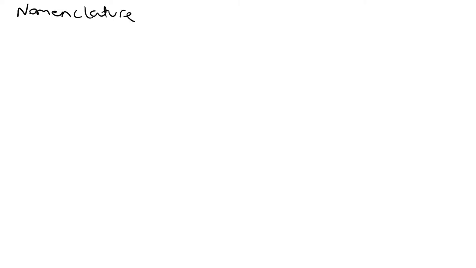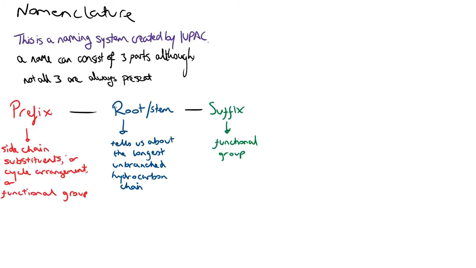Here we're going to continue our look at organic chemistry, but looking at the naming of compounds. There's a systematic naming process that came from IUPAC, which is the International Union of Pure and Applied Chemistry. So let's go through this then. As I said, it's this naming system for naming organic compounds.